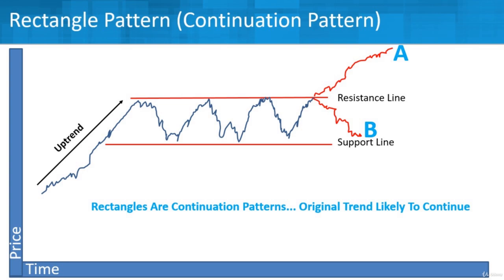So just think of this rectangle with the line on the left flipped, where we have a downtrend, and it would break through B, break through the support level, and continue the downtrend. And you adjust your trading accordingly.